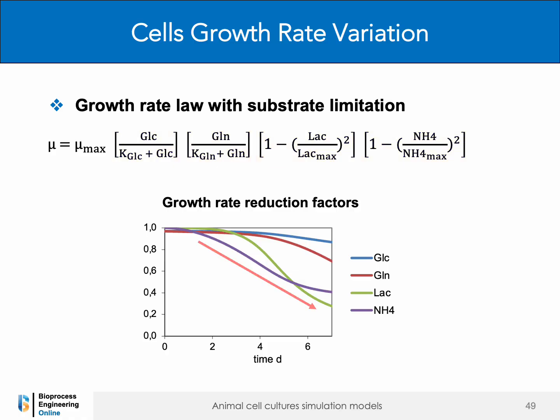All 4 factors gradually decrease as the culture progresses, reflecting the combined effects of nutrient depletion and metabolite accumulation. During the final stage of the batch culture, lactate exerts the strongest inhibitory effect on cell growth, followed by ammonia inhibition and glutamine limitation, while glucose limitation has the smallest impact.